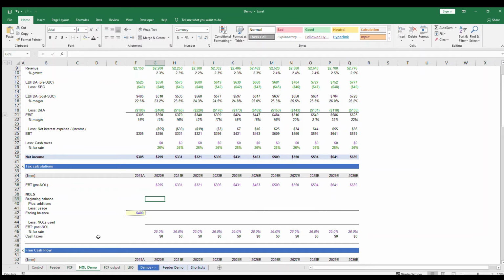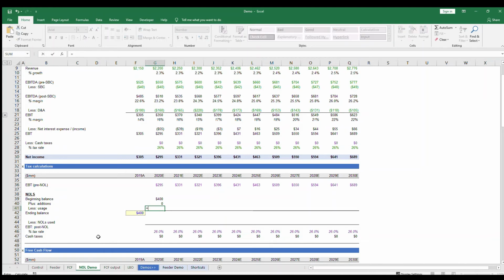Let's start with the beginning balance NOL. This will link to your ending balance in the previous year. Next, to determine if you have an NOL balance addition, check if your EBT is negative. If yes, then you add the EBT to your NOL balance. So the formula is: if EBT is less than zero, then the value of the EBT times -1, else zero.